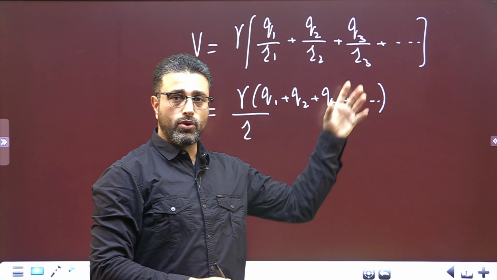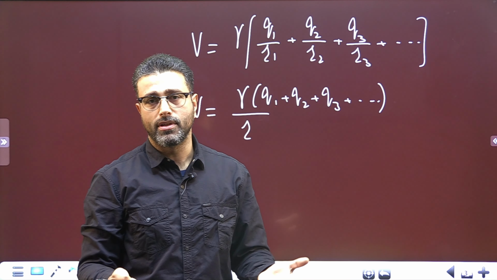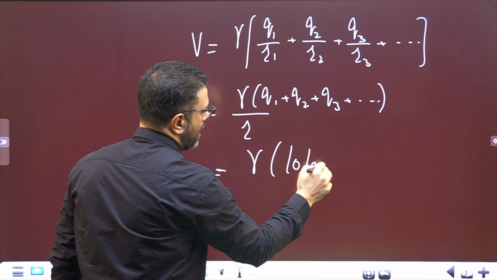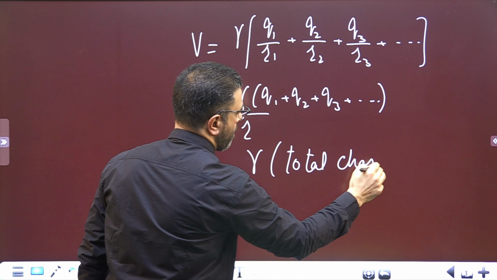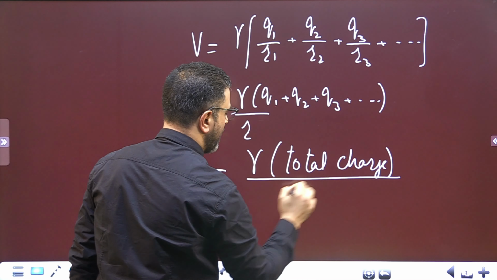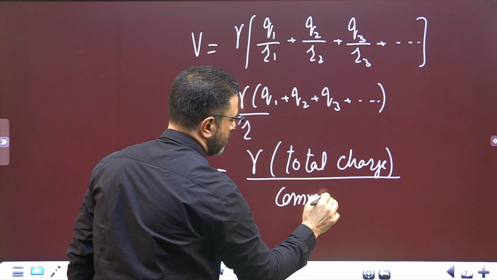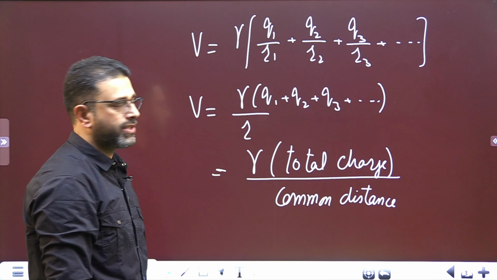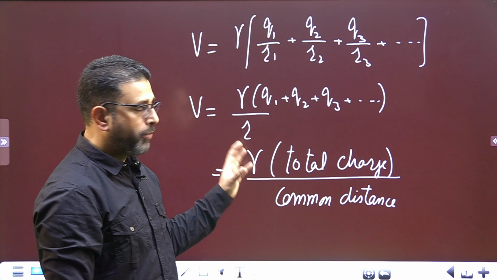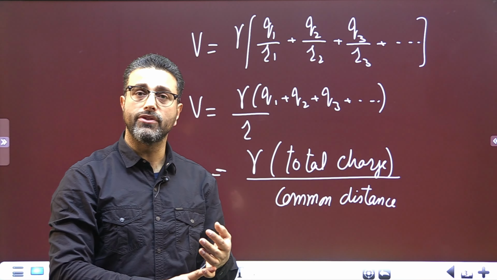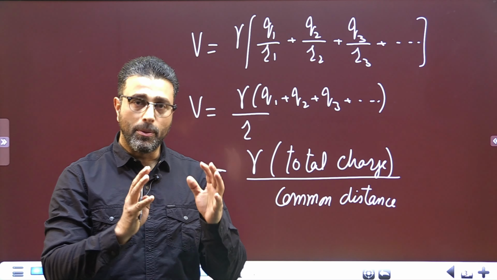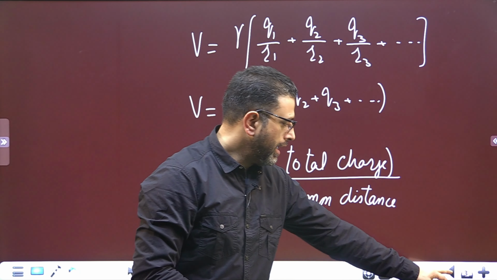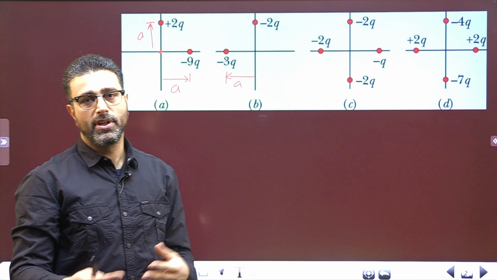And Q1 plus Q2 plus Q3 and so on is simply the total charge of the system. So it is simply gamma times total charge divided by common distance. If charges are equidistant from the point of concern, then potential at that point is gamma times total charge divided by common distance. In our case, that common distance I am representing by A.